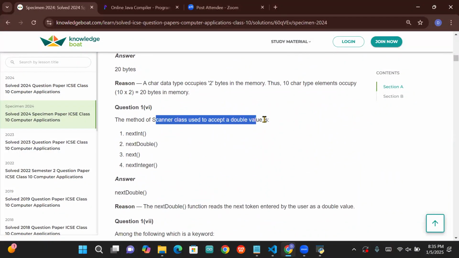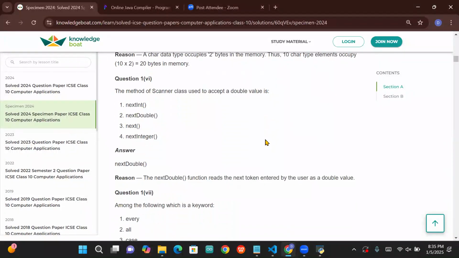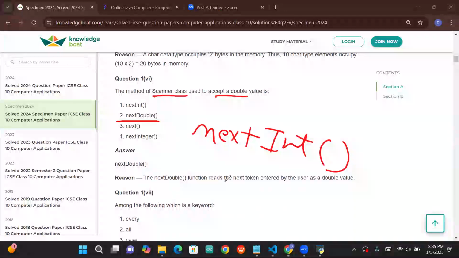The method of scanner class to use to accept double value. This was also a one mark question on the scanner class. For accepting the double, there is nextDouble, right? For accepting the integer, there is nextInt, not nextInteger, right? nextInt for accepting the integer, nextDouble for accepting the double, nextLong for accepting the long.